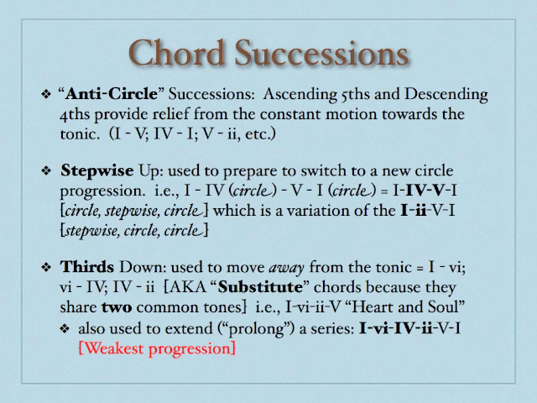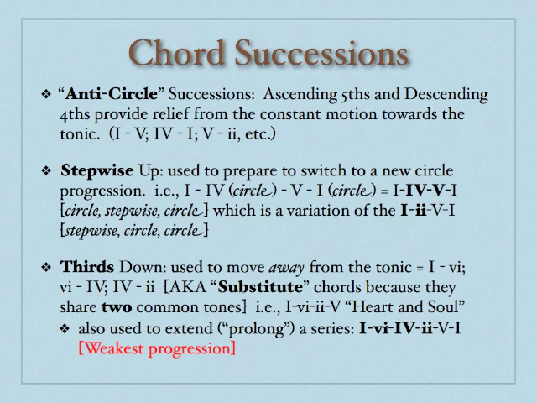Another type is stepwise motion, where the roots of the chords move by step, a whole step. You see that a lot, like a 1-4-5-1. Well, 4 to 5 is a stepwise progression, or 1-2-5-1, 1 to 2 is a stepwise progression, and then those are usually followed by circle progressions. So 1 to 2 is a stepwise, but then 2 to 5 is a circle progression, and 5 to 1 is a circle progression.